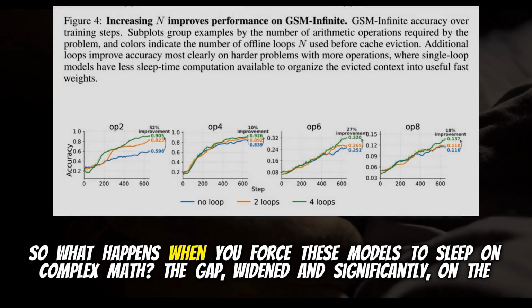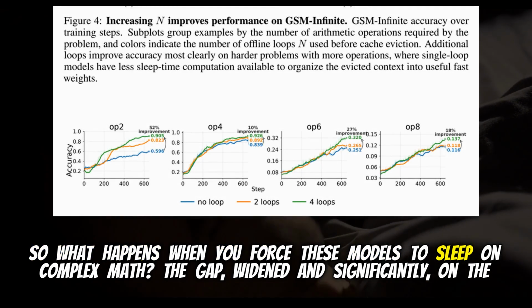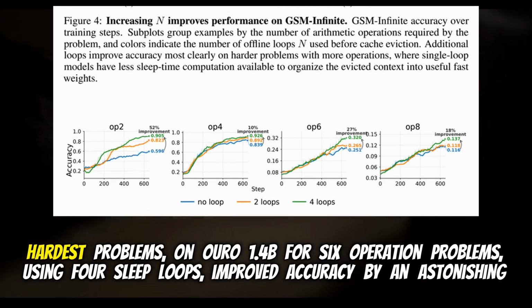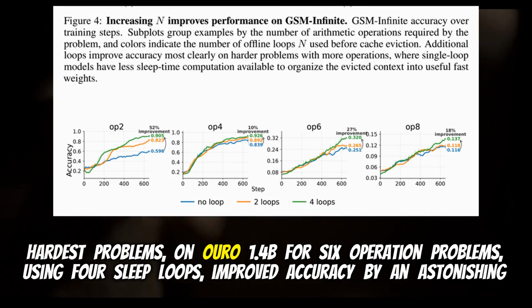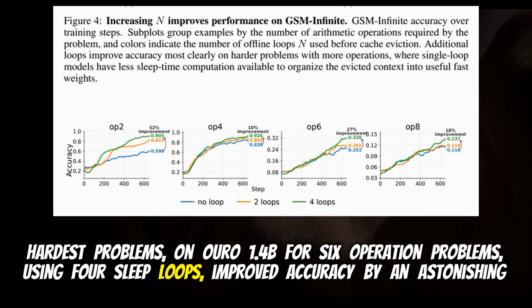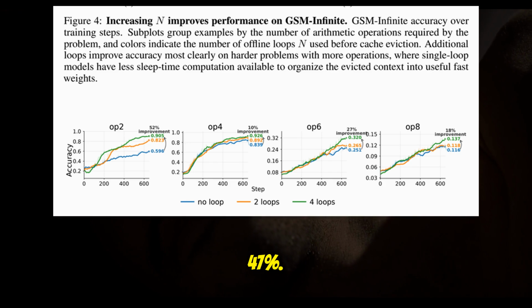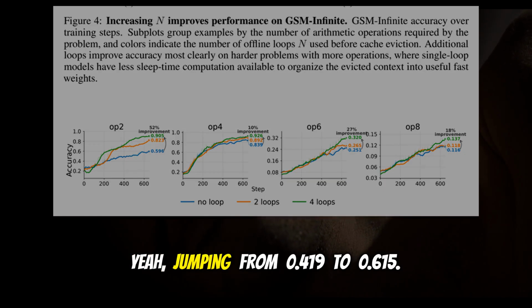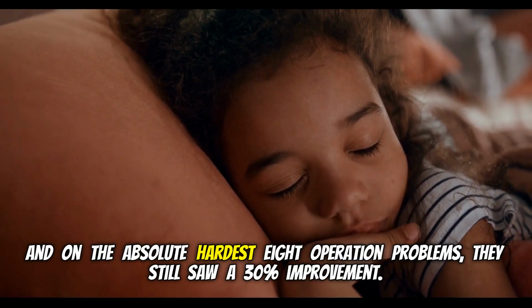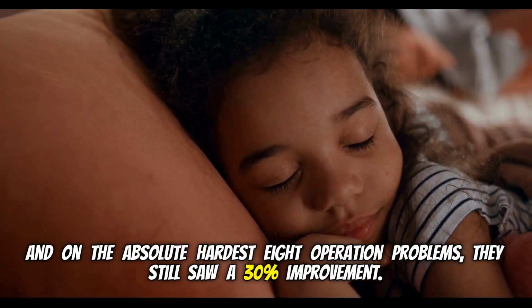So what happens when you force these models to sleep on complex math? The gap widens significantly on the hardest problems. On RWKV 1.4B, for 6 operation problems, using 4 sleep loops improved accuracy by an astonishing 47%. 47%? Yeah, jumping from 0.419 to 0.615. And on the absolute hardest 8 operation problems, they still saw a 30% improvement.